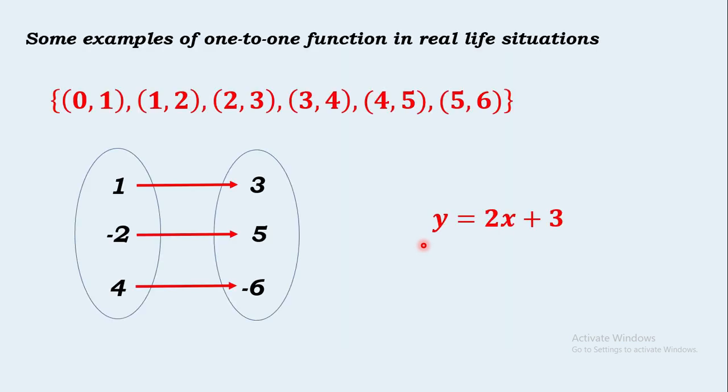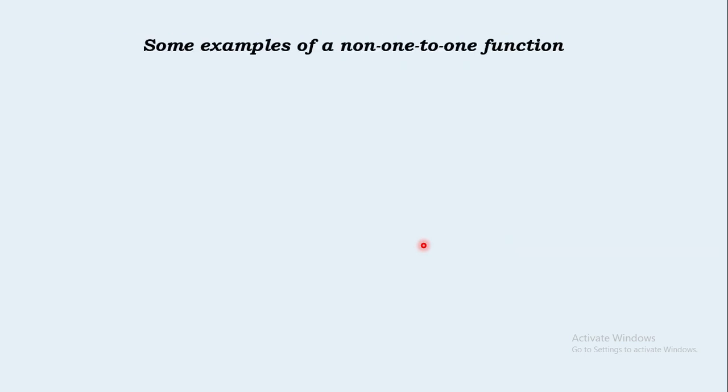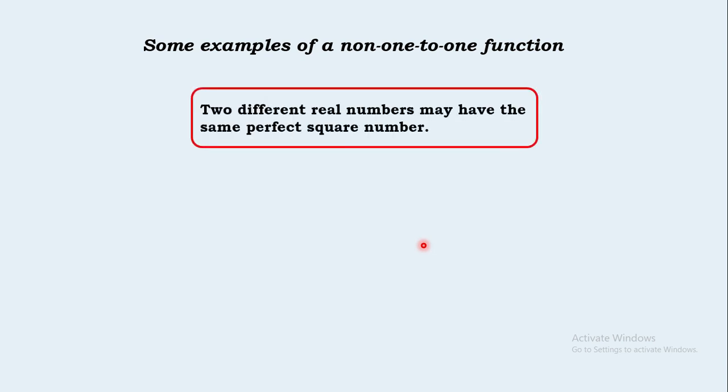So let us now proceed to examples which are not considered one-to-one functions. For example, two different real numbers may have the same perfect square. This means that two different real numbers can have the same perfect square. For example, the real numbers positive 2 and negative 2. If we square positive 2, that will give us positive 4. And at the same time, if we square negative 2, that will give us the same number, which is positive 4.